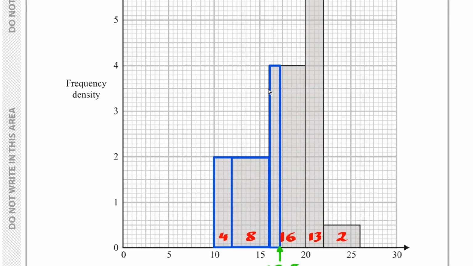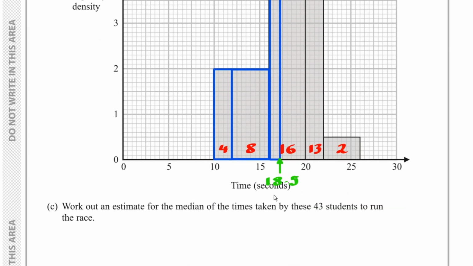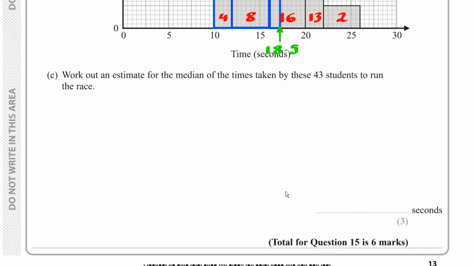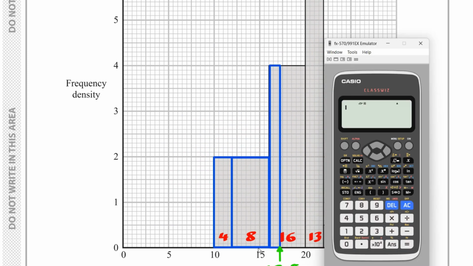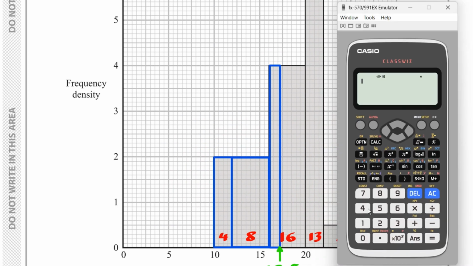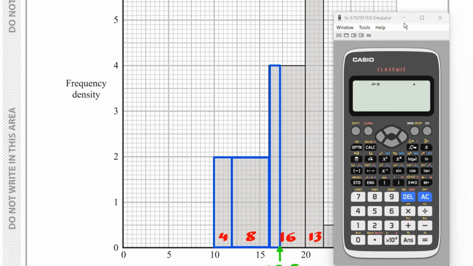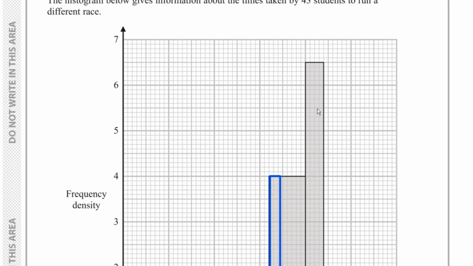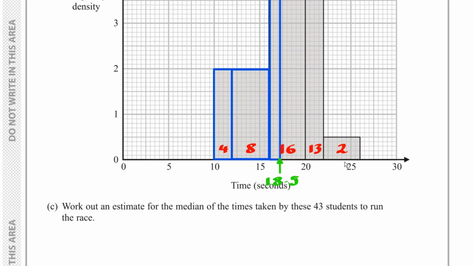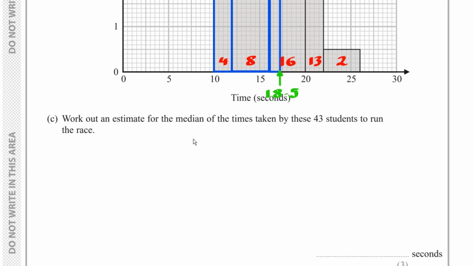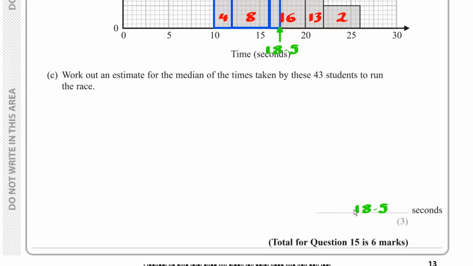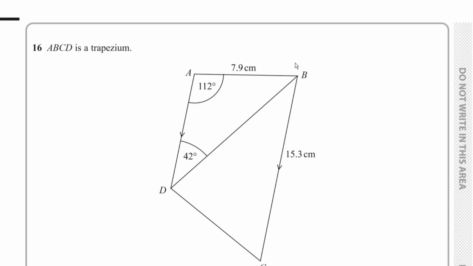So the areas shown in blue correspond to 22. And we can work that out by doing this area of 4 plus this area of 8 plus this area, which is 2.5 multiplied by 4, which is 22. And that's what we said the position of the median is, 22. So the estimate of the median time is 18.5 seconds.